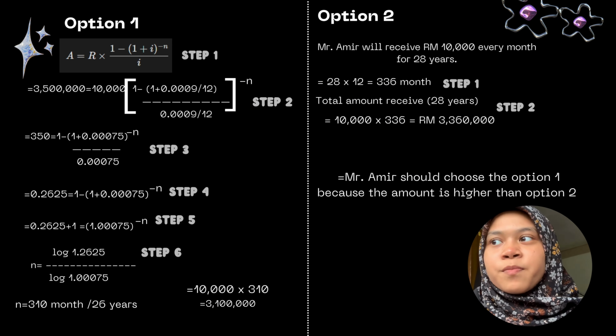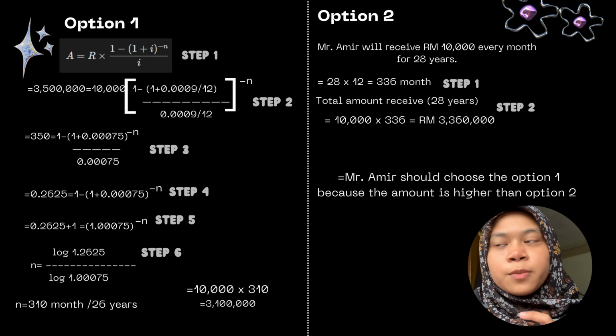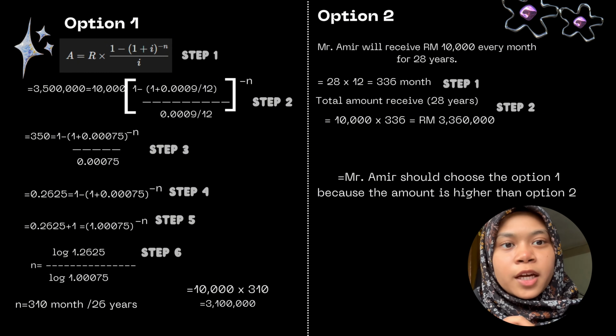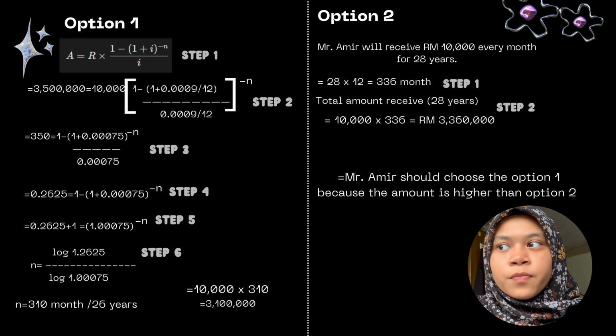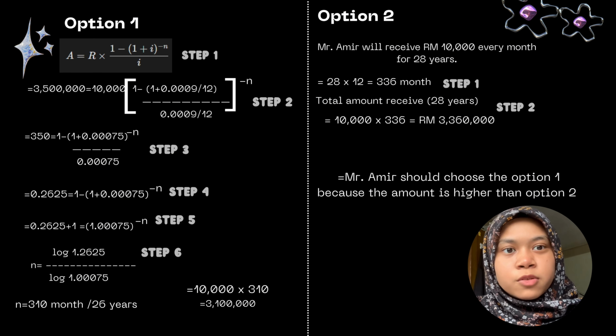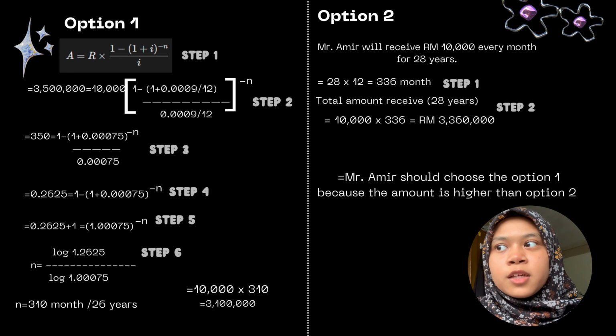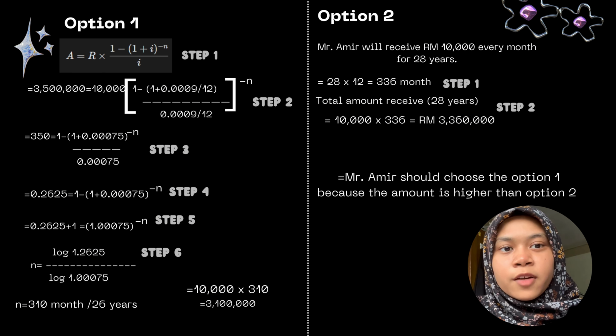The next step is we need to multiply the 3,500,000 ringgit with 0.00075 to get 2,625 ringgit. So 0.009 over 12, we get 0.00075. Therefore, how we get the 0.2625 is because we divide the 350 by 0.00075. So we get 0.2625 equals 1 minus 1.00075 to the power of negative n.